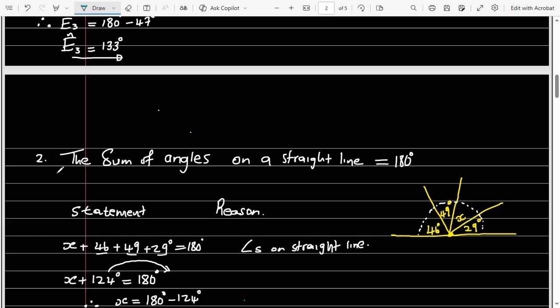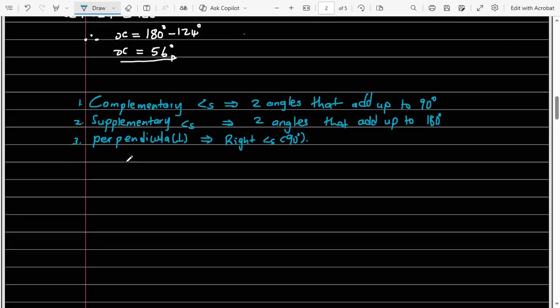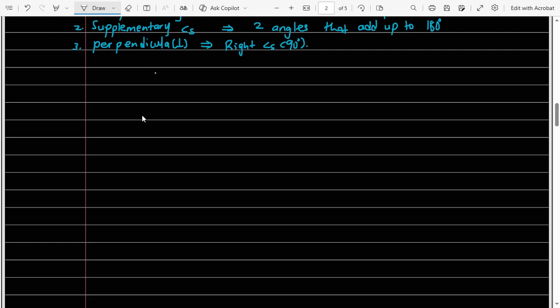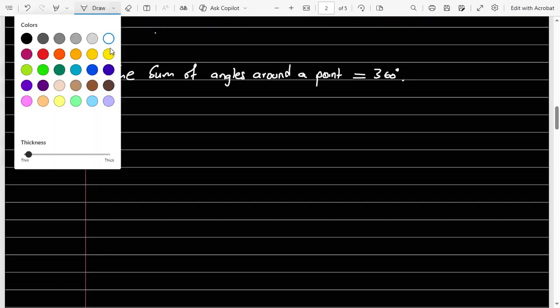Remember we did theorem 2. Let's go and work on theorem number 3. So on this theorem number 3, it has to do with the sum. So this will be the sum of angles around a point. Okay, so when you add them, they should give us 360, and we can definitely do an example on that one. We can definitely work on that one.